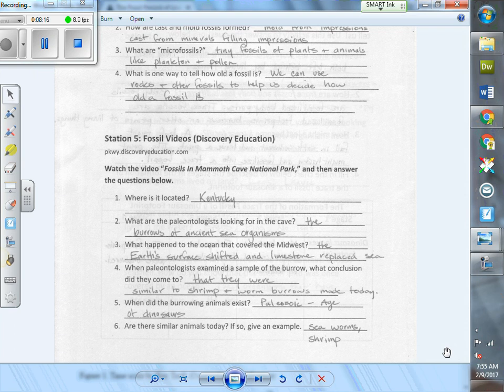When the paleontologists looked at the sample of the burrow, what conclusion did they come to? They found out that the burrows were very similar to shrimp and worm burrows made today. So they were looking at trace fossils as well. And they were able to figure out that the burrows existed during the Paleozoic age of dinosaurs, and that the organisms that left the burrows were really related to sea worms and shrimp that we can find on our planet today. So by examining their burrows, they were able to learn about the organisms that lived in the past.